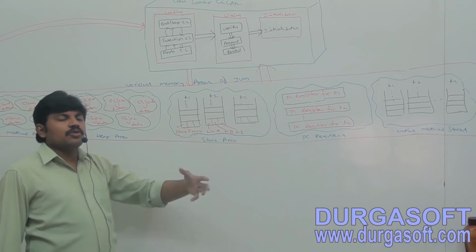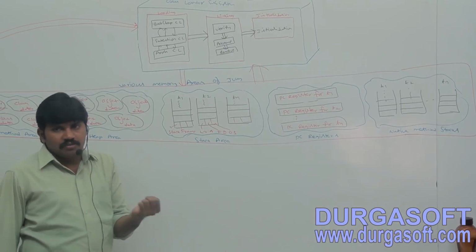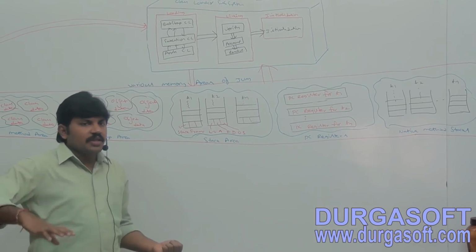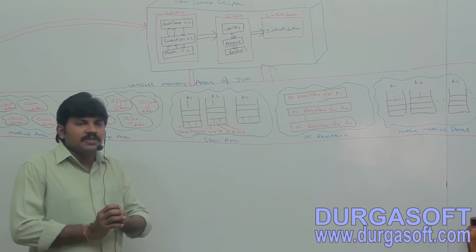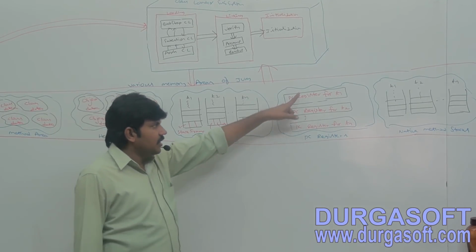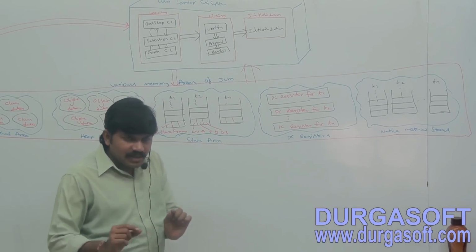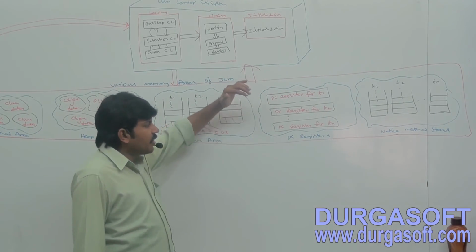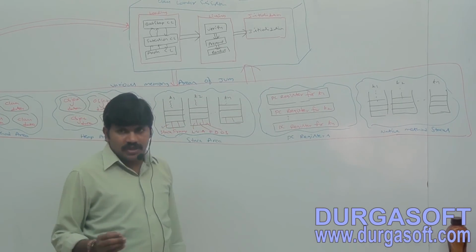Next, the PC register holds the address of the current executing instruction. Once the current executing instruction completes, my PC register will automatically be updated to the next instruction, right? For every thread a separate next instruction is there. That's why for every thread a separate PC register will be created.